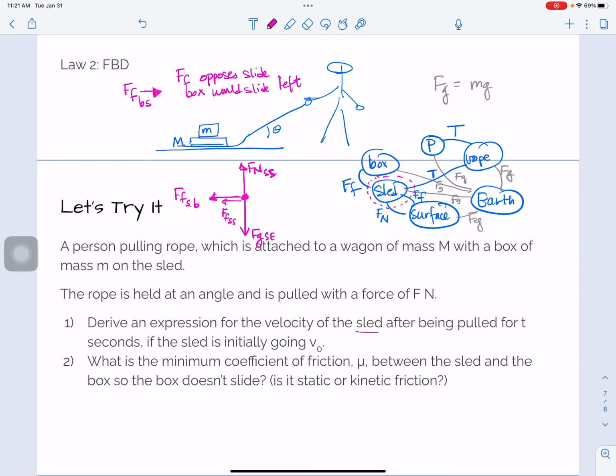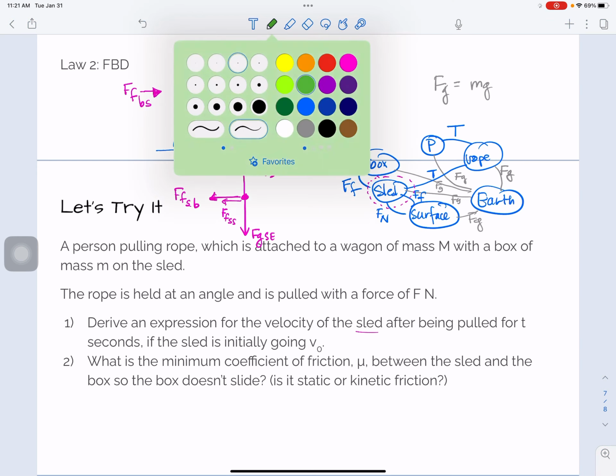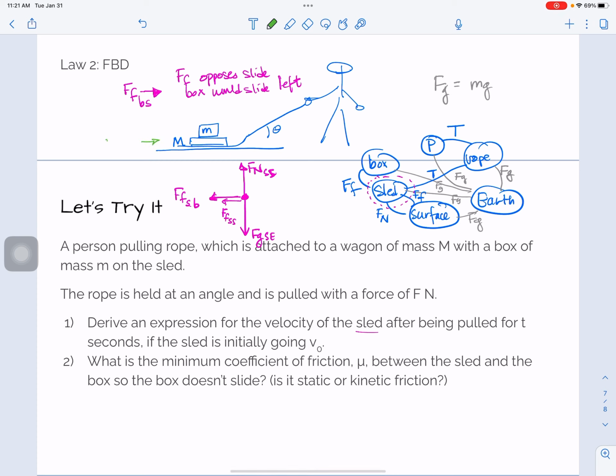Now the slide of the sled is to the right. Let's do that in green. So the sled is sliding this way. So the force due to friction on the sled by the surface has to oppose the slide, so it's going to the left. And then the last one, so we've got 1, 2, 3, 4. The last one is the tension. It's going at an angle. So we've got tension on the sled by the rope. I have no congruency marks, but that is my free body diagram.